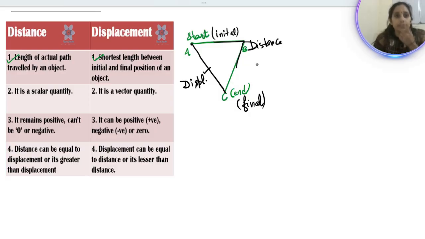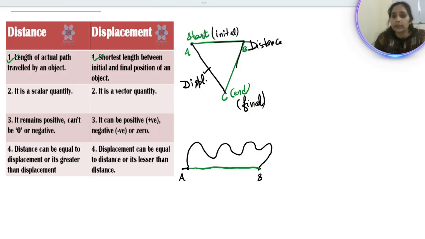I hope the difference between distance and displacement is clear. Now let us take one more example. An object started from point A, and this is the final point B. The object wants to reach here. There are two ways. One is the actual path to reach from A to B, and the second is the straight path. The object can start from A and go straight to point B.